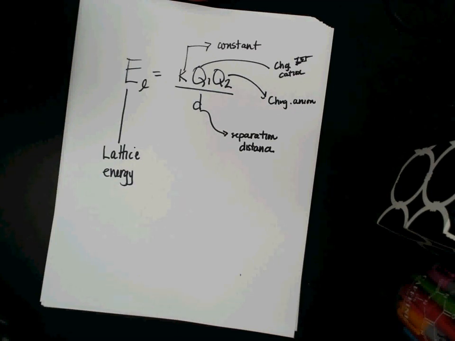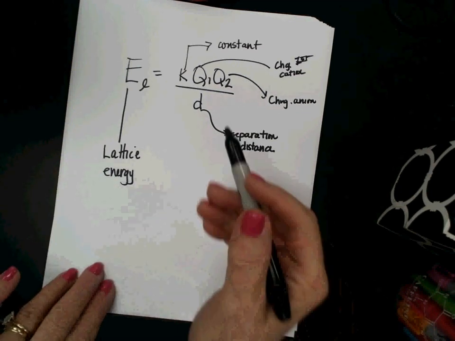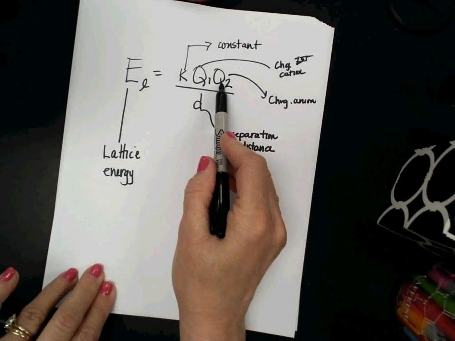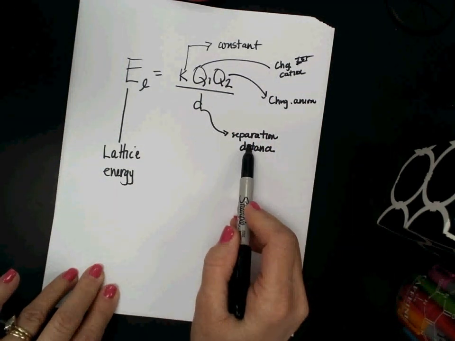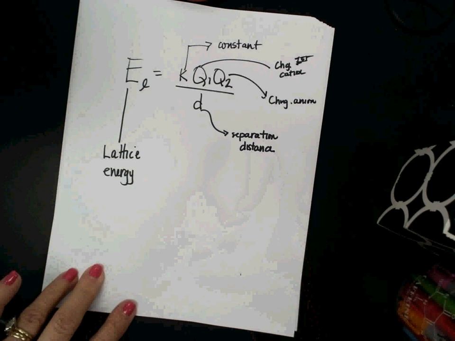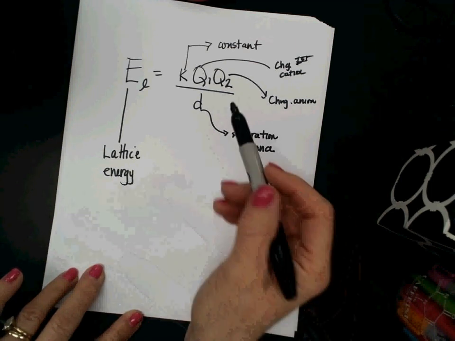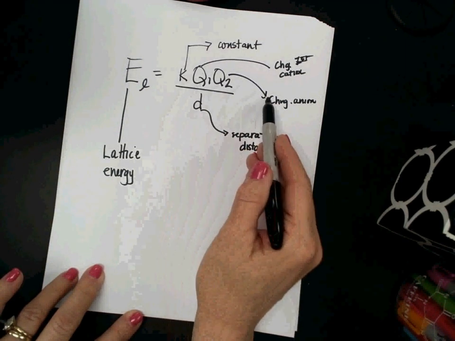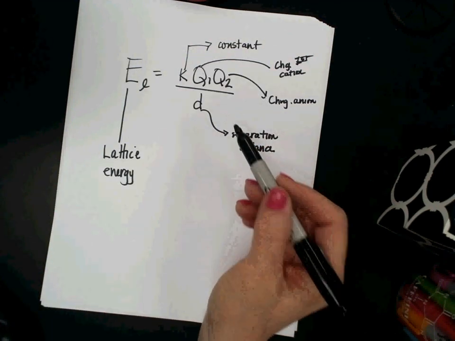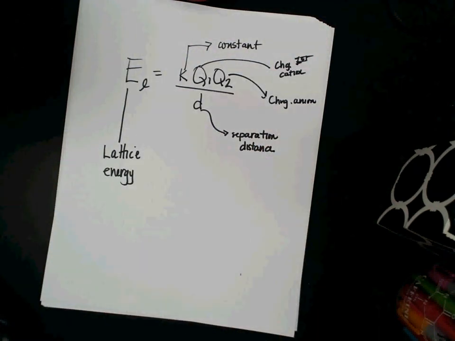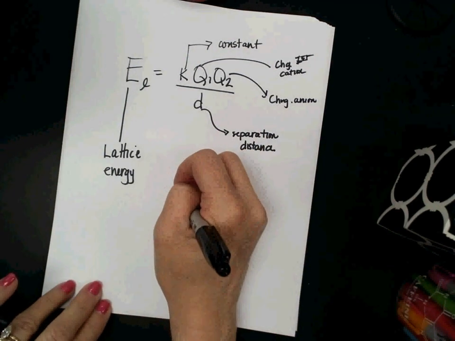So basically, it's your cation times your anion divided by how far apart they are. This is the cation charge, this is the anion charge, this is the separation distance. So it breaks into something really fairly simple. It's multiplication and then division. We don't worry about charge up here. We just have to worry about the magnitude of the charge.